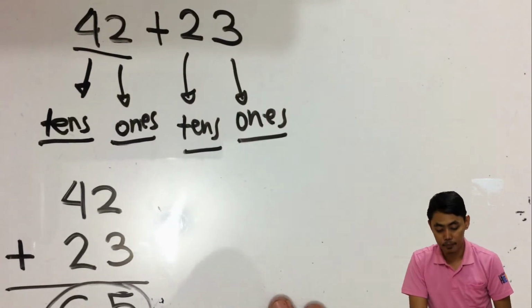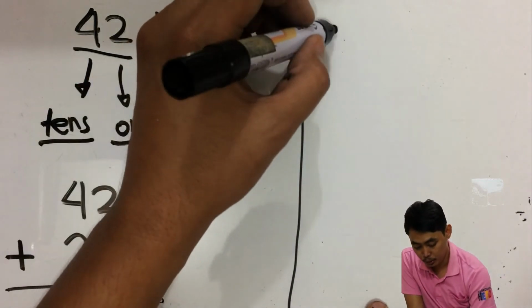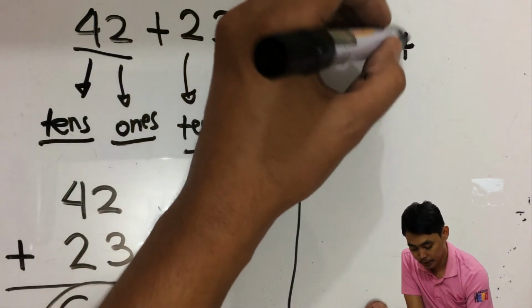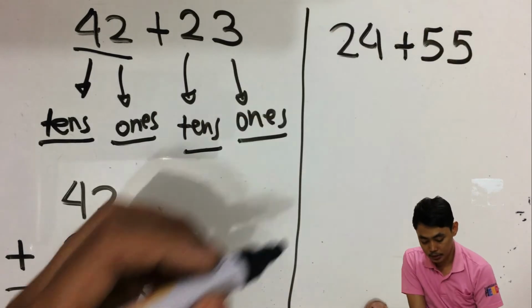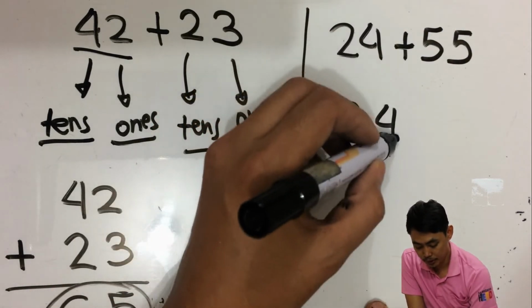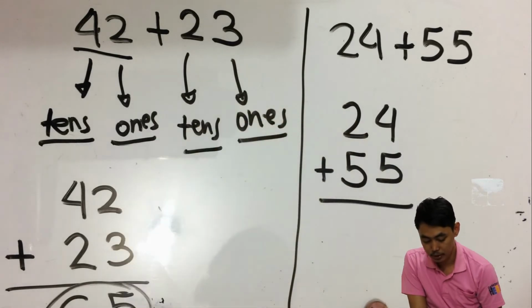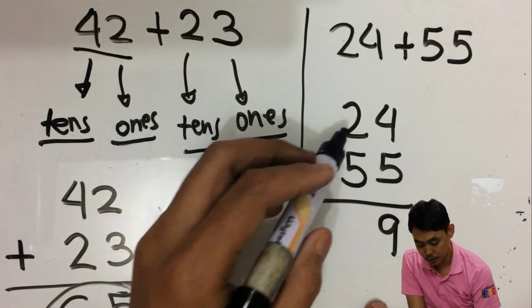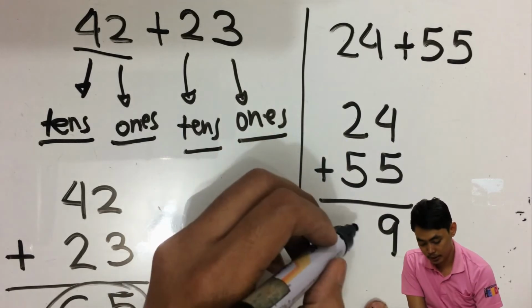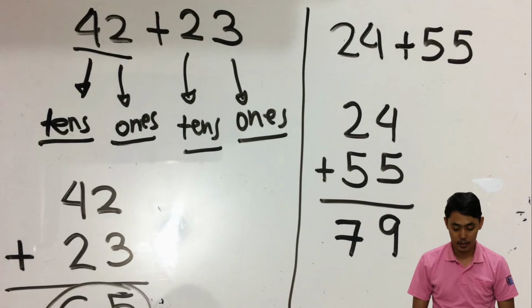Alright, let's try another one. How about, let's have 24 plus 55. So 24, 55. So we need to align the place value. 4 plus 5, that is 9. 2 plus 5, that is 7. So we have the sum of 79.